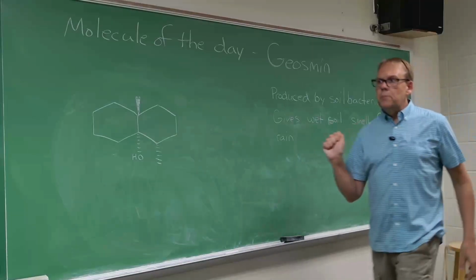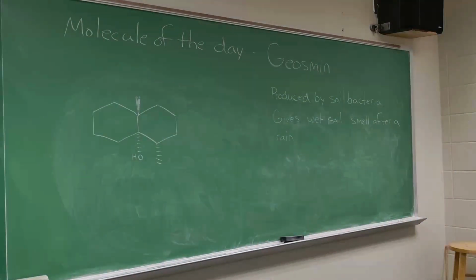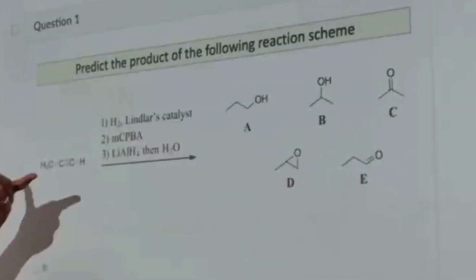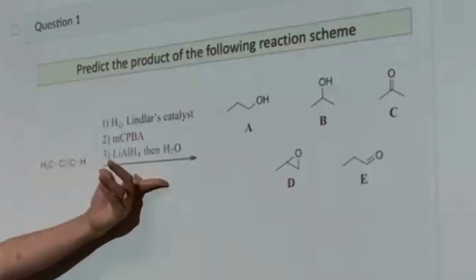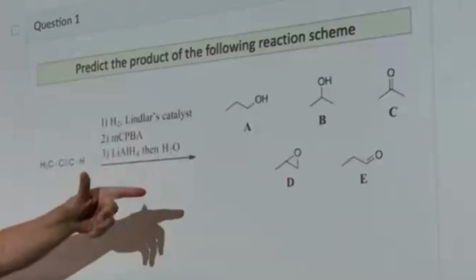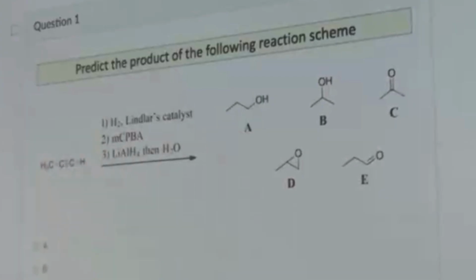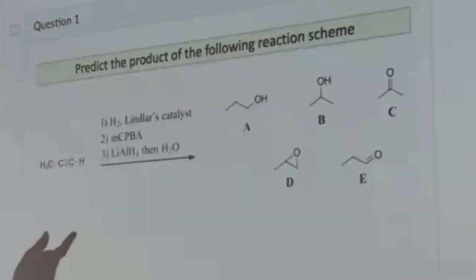All right, let's talk about the last survey question then, which was a challenging one that had to do with a multi-step synthesis. There are 3 steps here. First of all, you're given an alkyne starting material, and then there are 3 steps given, and you're asked to pick which of these products comes out of that reaction sequence. So what I'm going to do is work through this on the board now.